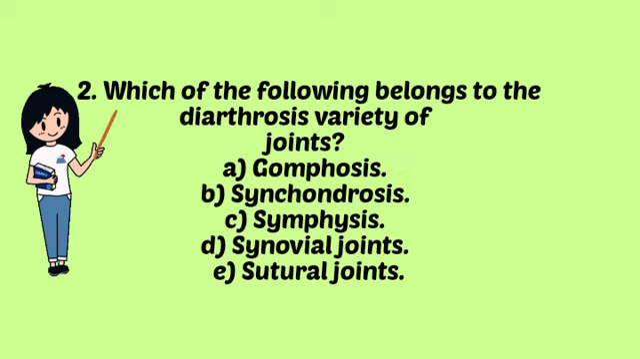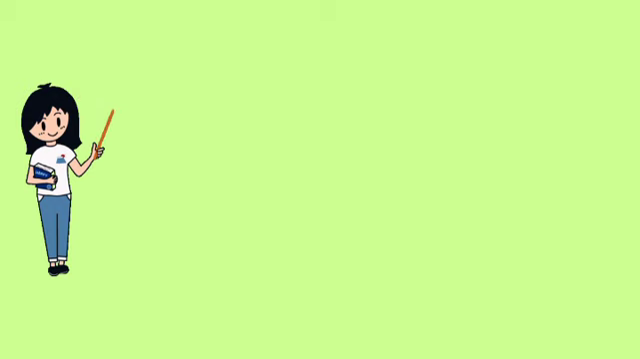2. Which of the following belongs to the diarthrosis variety of joints? A. Gomphosis. B. Synchondrosis. C. Symphysis. D. Synovial joints. E. Sutural joints. Option D is correct, synovial joint.